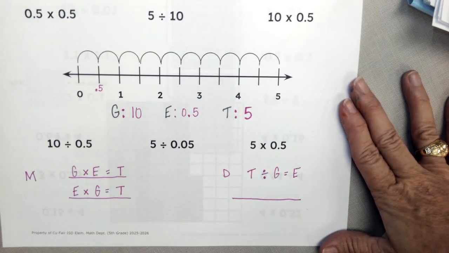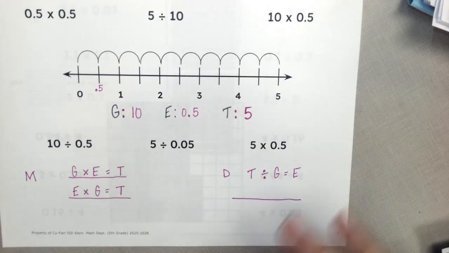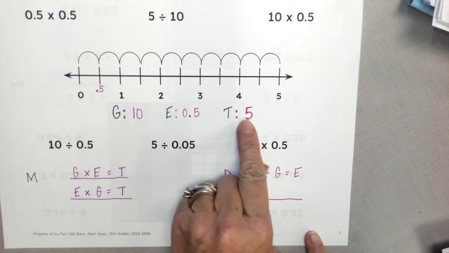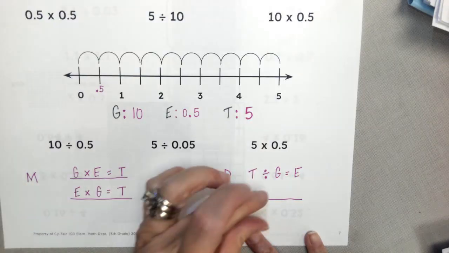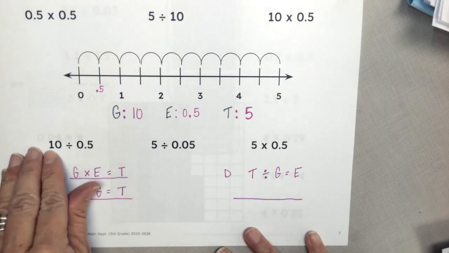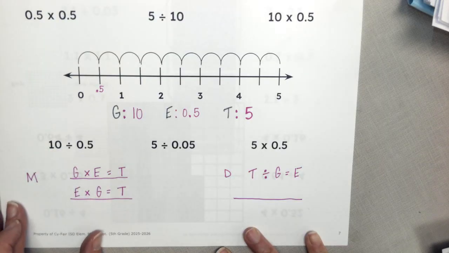So at this time, what I would expect you to do is go back and use the groups, each, and total to write your 2 multiplication statements and your division statement, and then go back and circle the ones that match. Make sure you're careful about place value and your decimal point.